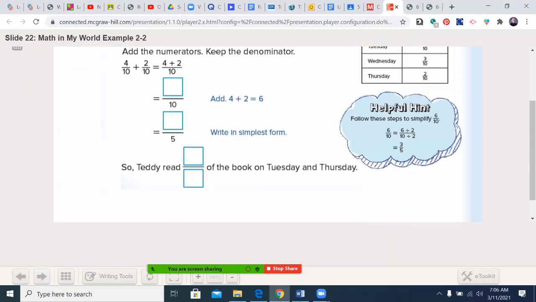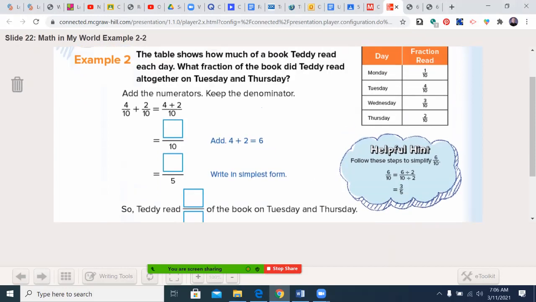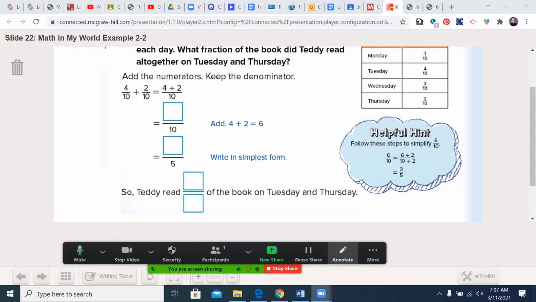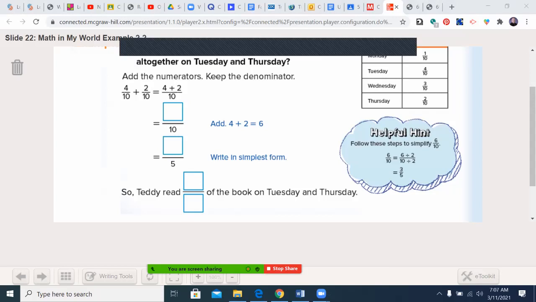And now I'm going to add. But before I add, there is a helpful hint here. Follow these steps to simplify 6/10. 6 divided by 2 is 3. 10 divided by 2 is 5. It probably gives you an idea of what the answer is going to be, but that's okay.